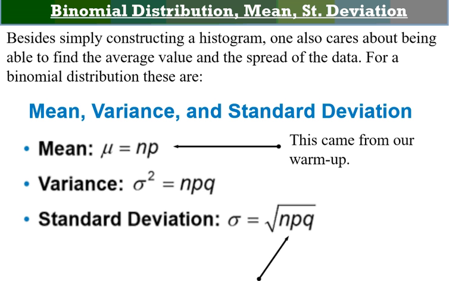Once you've calculated a distribution, a histogram, one also cares about being able to find the average value and the spread of the data. For a binomial distribution, these are shown below. Let's do the average first. The average is the mean, and we did this in the warm-up. In order to find the average, I take my probability and I multiply it by how many trials I'm running. That's what we did when we were calculating the average number of days we'd expect to be sunny if we knew how many days we were counting, and we knew the probability that any day would have been sunny, any random day.